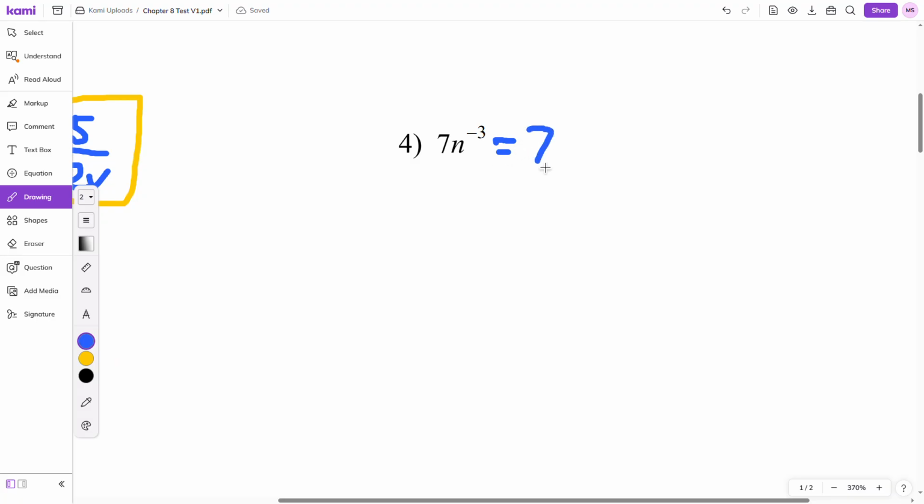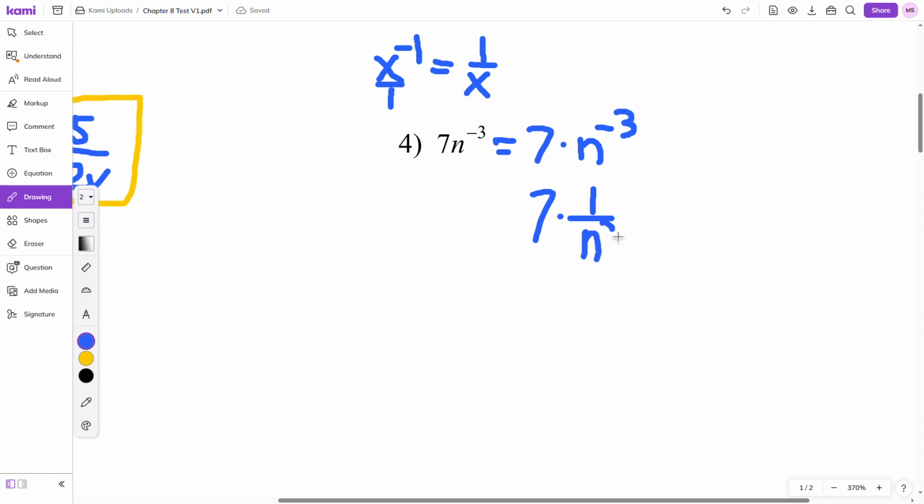Well, that's just 7 times n to the negative 3. But what is a negative exponent? What you need to know is that a negative exponent, like let's say you have x to the negative 1, it doesn't make the x negative, it just flips it upside down. It just makes it over 1. So if x over 1 is like this, then negative 1 means you flip it. So for us here, that means 7 times 1 over n cubed. And then finally, we can just multiply that and we get 7.